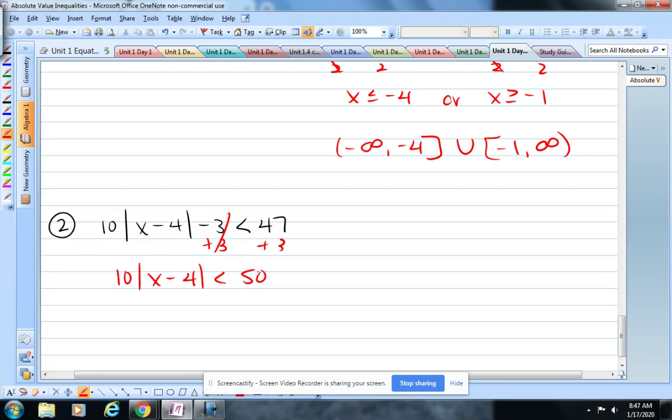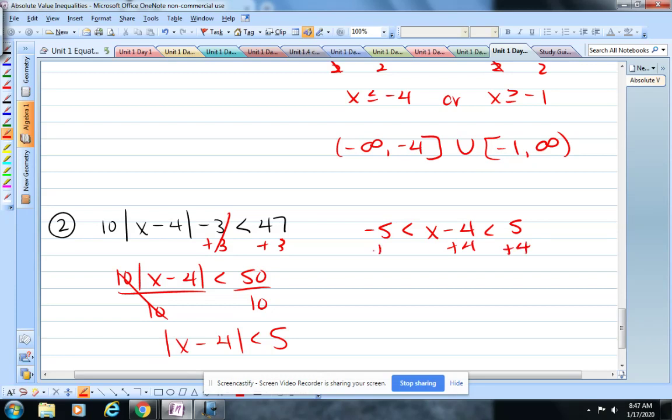Now, are the bars by themselves? Divide by 10 on both sides. And what's 50 divided by 10? So the absolute value of x minus 4 is less than 5. Is this an and or an or? So you say what? Minus 4 is less than 5. And then you add 4 everywhere. And then you get negative 1 is less than x is less than 9.